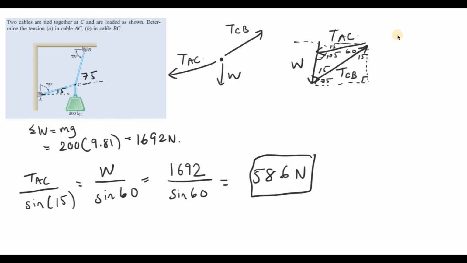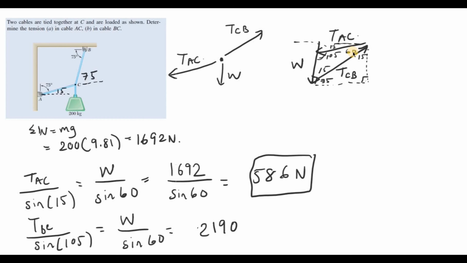We use the law of sines again for tension BC. We know that tension BC over sine of 105 has to equal the weight over sine of 60. Again, we know what the weight is, so solving for tension BC would give you 2190 newtons.